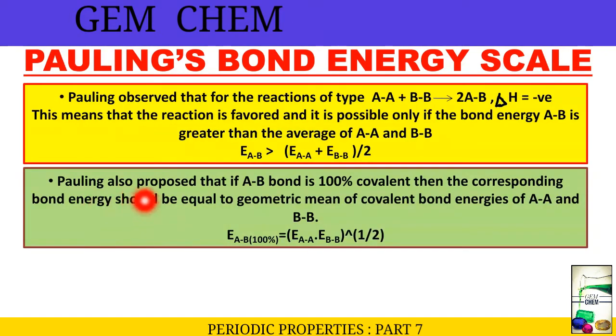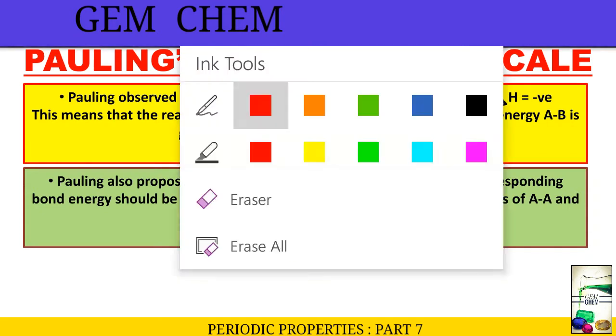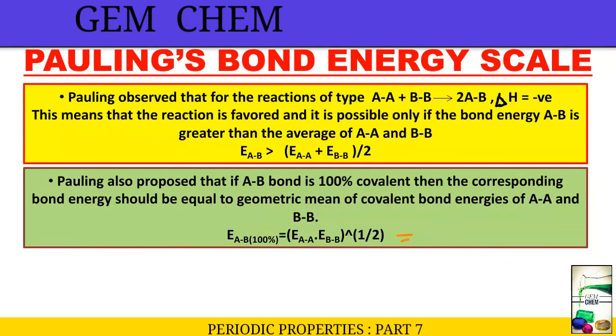Pauling also proposed that if the AB bond, that is the bond in the newly formed compound, is 100% covalent, then the corresponding bond energy should be equal to the geometric mean of the covalent bond energies of AA and BB. That is, the energy of this 100% covalent compound is equal to root over EAA into EBB.